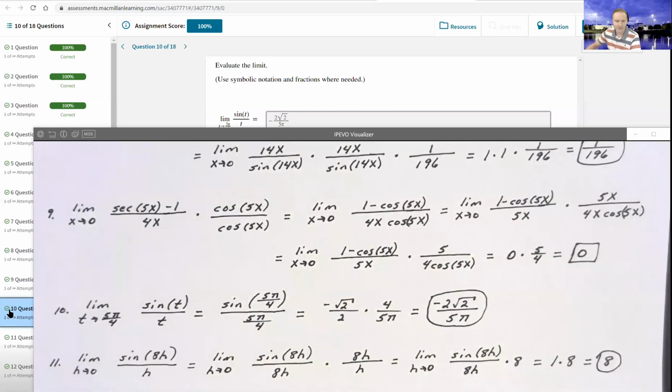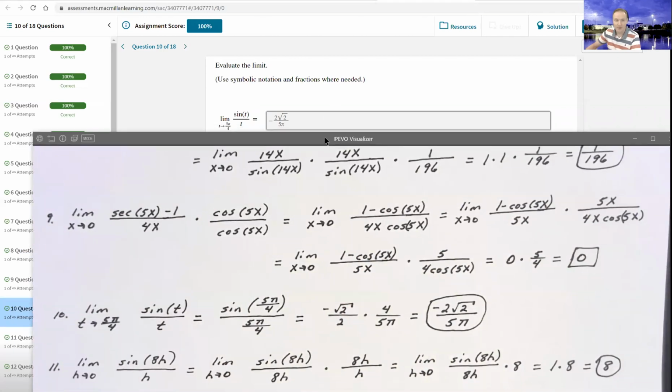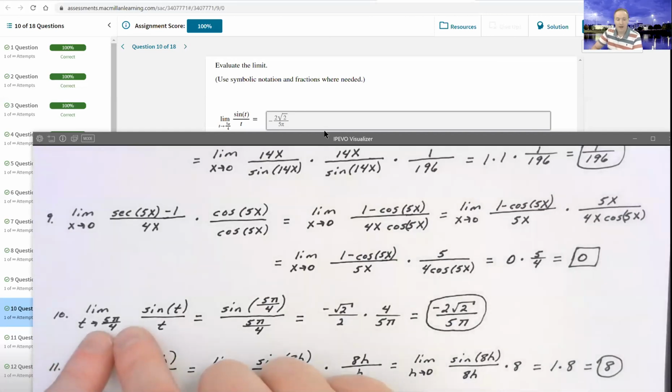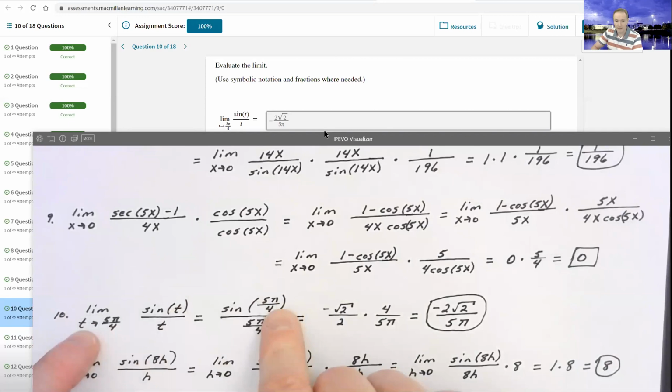This one's just, I started to say just by definition, the sine of t over t as t approaches 0 would be 1, but we're approaching a different value here. In this one, the only time it would be indeterminate and you have to use the definition is if the angle is approaching 0. That's not the case here. The t is approaching 5 pi over 4. You just plug it in.